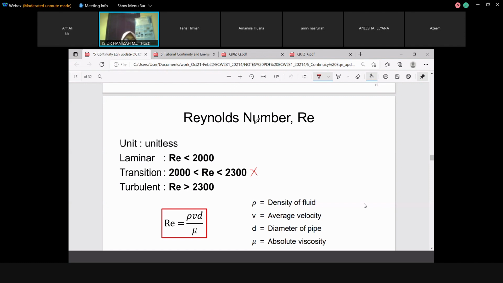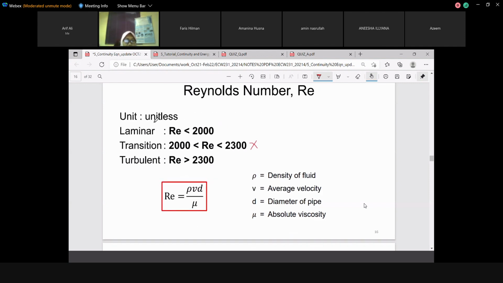Okay, and this Reynolds number is unitless, dimensionless, it has no units. So we can detect that when the Reynolds number is small, which is less than 2000, it means it is laminar. When it is high, it is considered as turbulent flow.